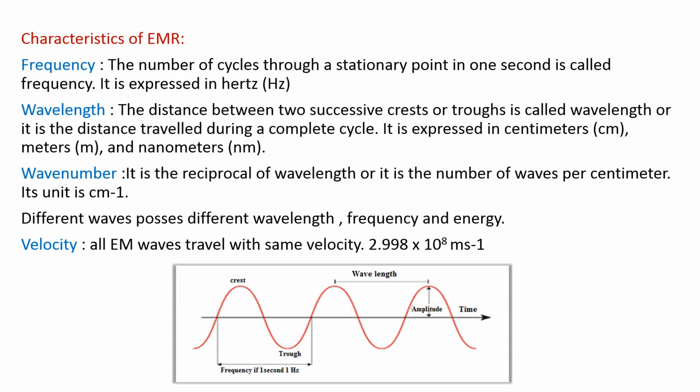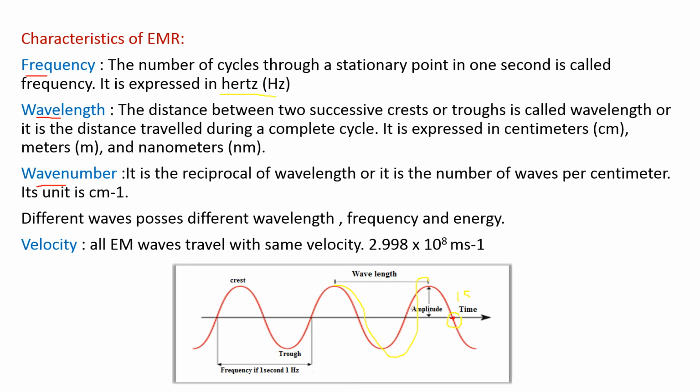So all electromagnetic radiations, since they have wave nature, have the characteristic properties of a wave: frequency, wavelength, and wave number are three different characteristic properties of a wave. Frequency is the number of cycles passing through a stationary point in 1 second. If you imagine this as a stationary point, the number of cycles passing through this stationary point, this cycle. So this is a cycle. Number of cycles passing through a stationary point in 1 second is determined as frequency. Generally, it is expressed in terms of hertz.